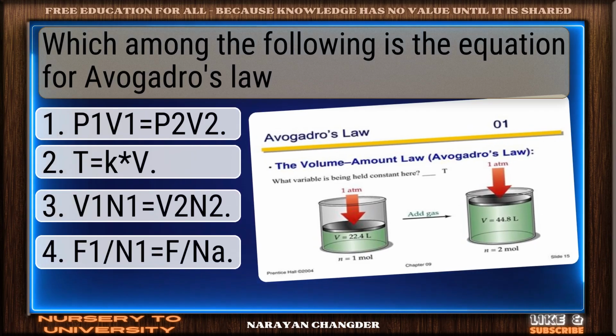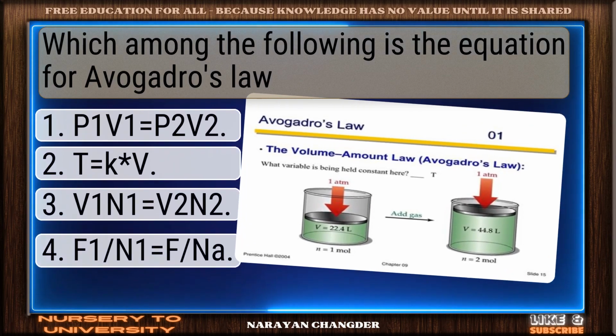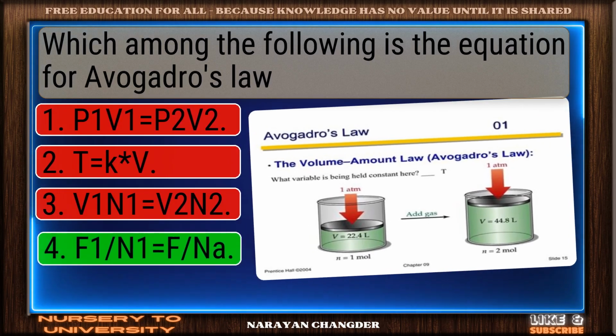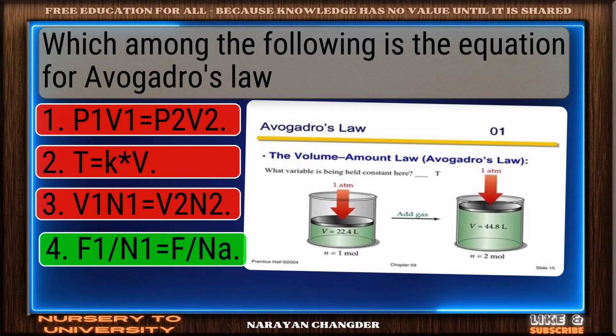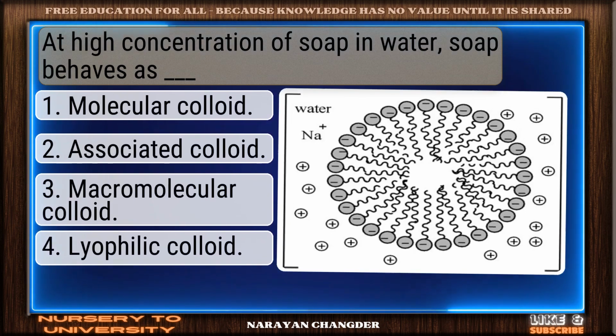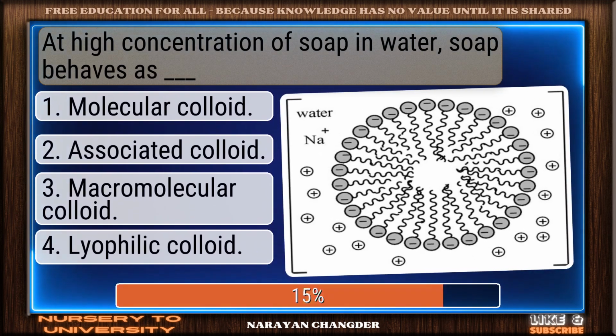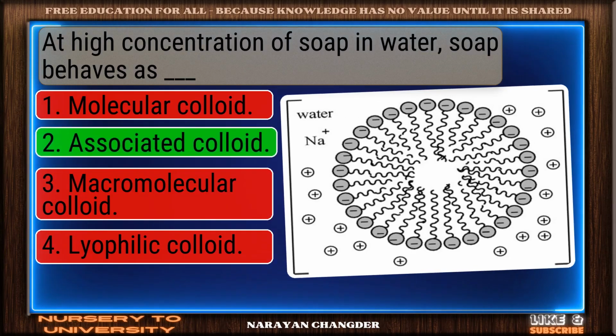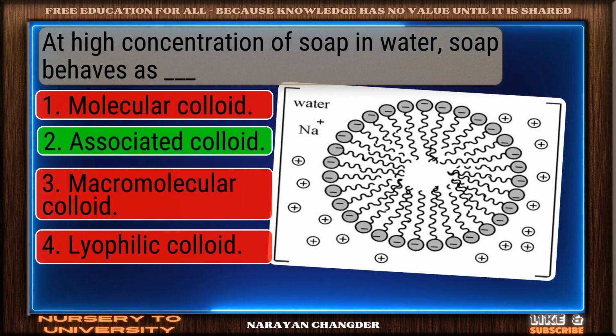Which among the following is the equation for Avogadro's law? Valid point. V1/n1 = V2/n2 is true. At high concentration of soap in water, soap behaves as dash. Nicely done. Associated colloid is a solid answer.